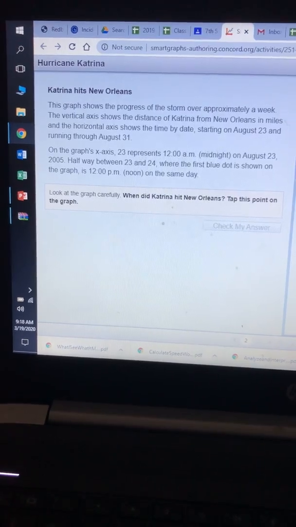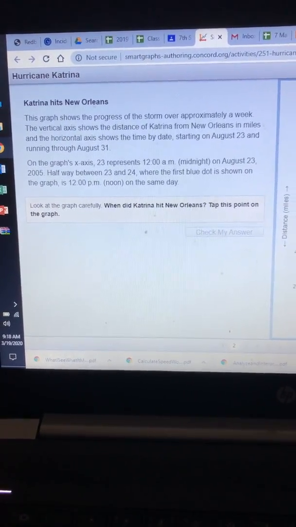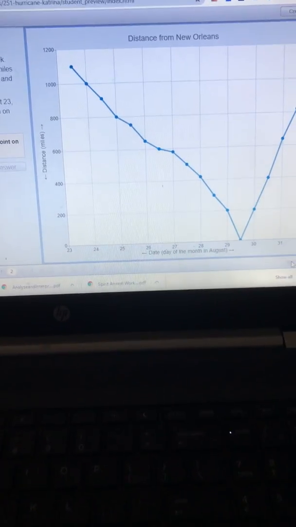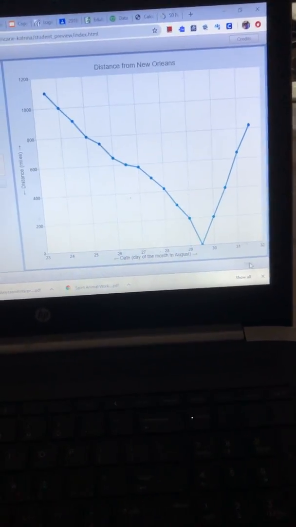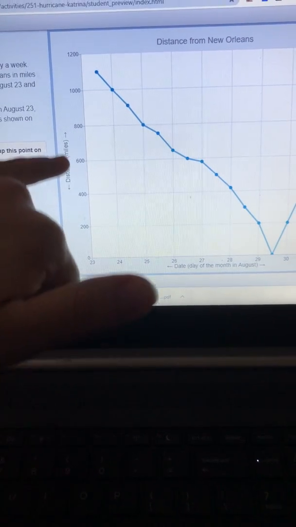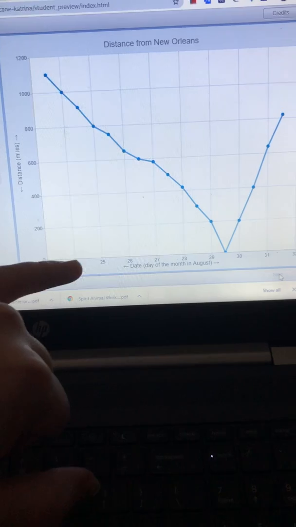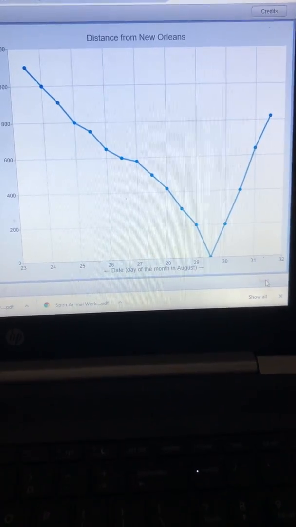So look at the graph. When did Katrina hit New Orleans? Tap this point on the graph. Okay, so if you look at the graph, we have all the dates and how far away it is from New Orleans. So here it's the furthest away. So when did it hit New Orleans?